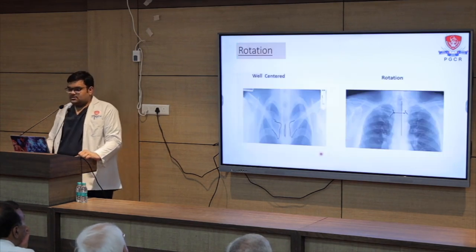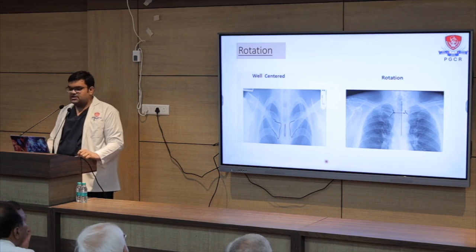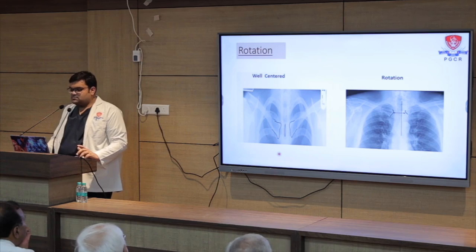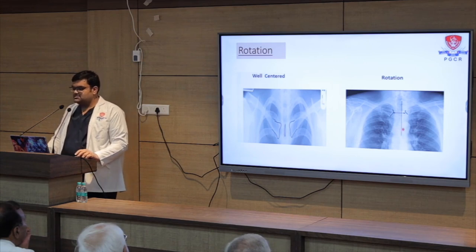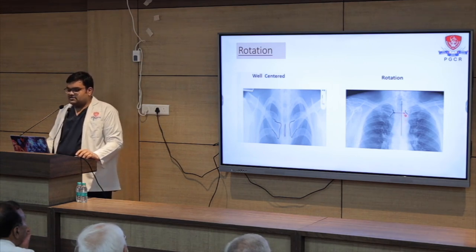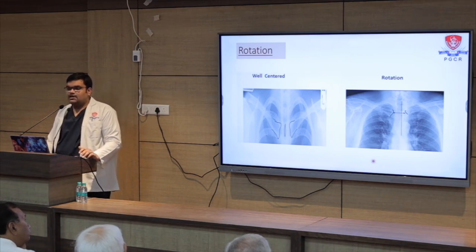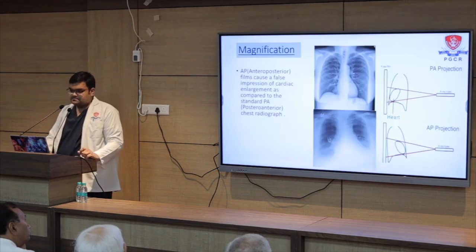Now we have rotation. Rotation on a chest radiograph is assessed by judging the position of the medial ends of the clavicle and the thoracic spinous process. In a well-centered skiagram, as in the first image, the spinous process is equidistant from the medial ends of the clavicles bilaterally. However, in the second image, we can see that the medial end of the left clavicle is closer to the spinous process than the right clavicle. This indicates rotation. Why is rotation important? Rotation of the patient distorts mediastinal anatomy and makes the assessment of cardiac chambers and the hilar structures especially difficult.